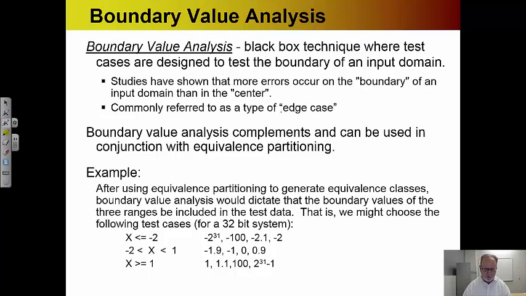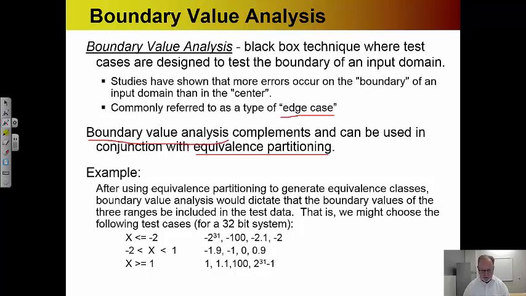So these kinds of boundaries are what's called the edge case, the atypical special case that needs to be tested. These kinds of things are typically thrown in with the equivalent sets we come up with through equivalence partitioning. So BVA, boundary value analysis, complements and can be used in conjunction with equivalence partitioning.